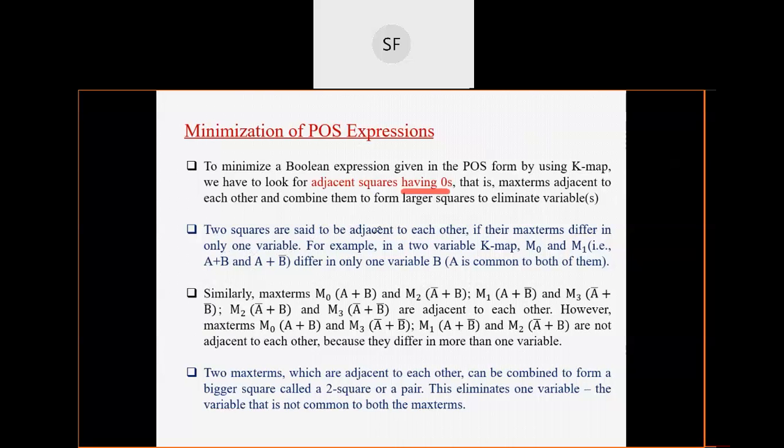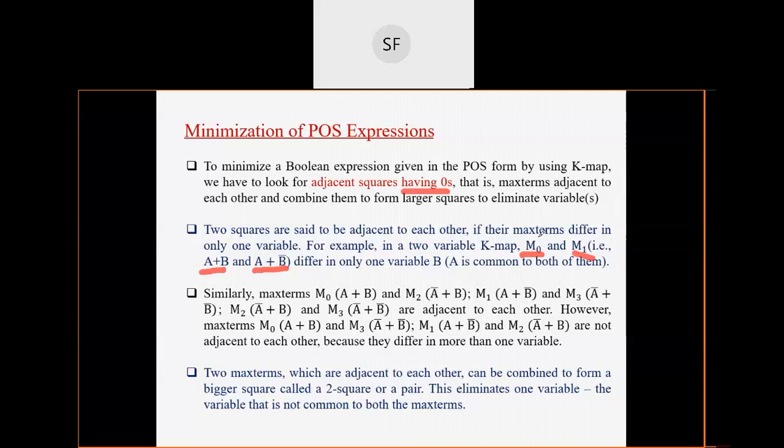Two squares are said to be adjacent when their max terms differ in only one variable. For example, in a two variable K map, M0 and M1. M0 can be written as A plus B, and M1 can be written as A plus B bar. M0 means 0 0.